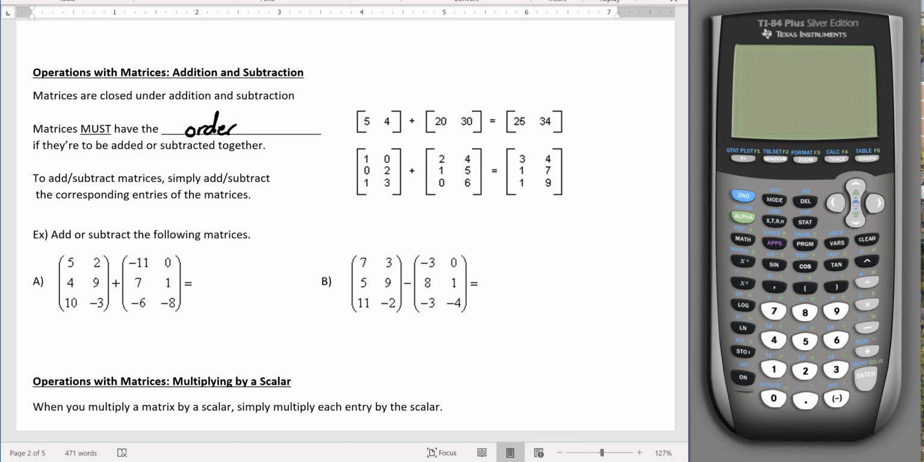0 plus 4 gives me 4. 0 plus 1 gives me 1. And that's how we do these together. It's the same for addition and subtraction. You just add or subtract the corresponding entries of the matrix.